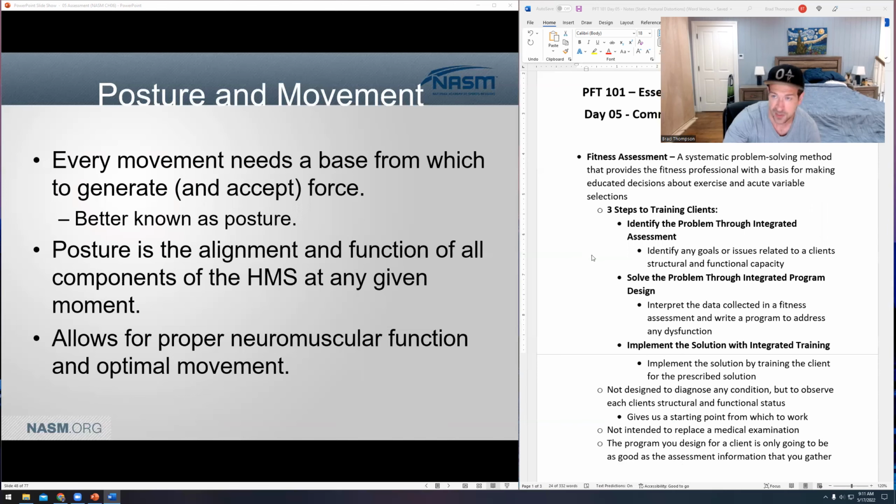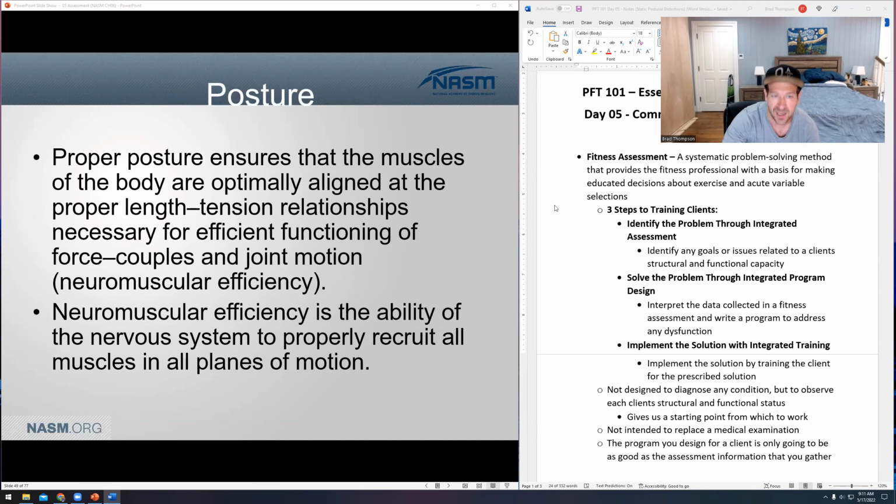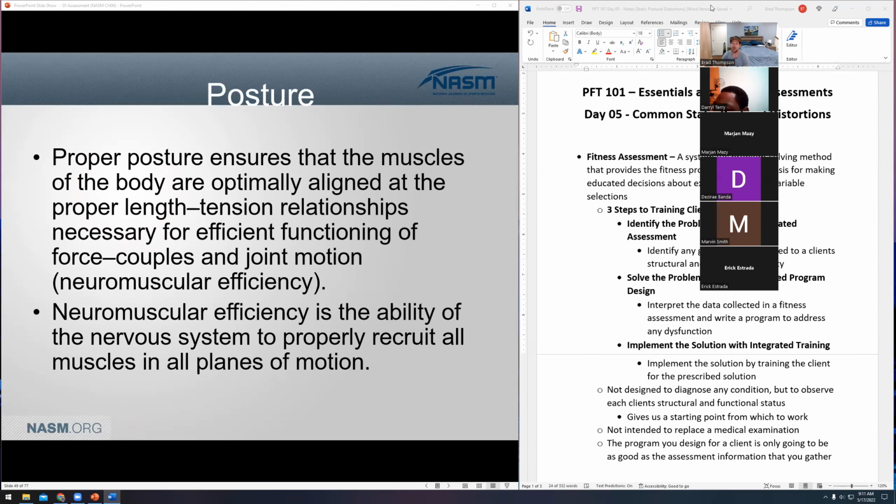If you want to move through the appropriate range of motion, you need the alignment of your human movement system. You need the alignment of your kinetic chain to be in proper alignment. So posture is going to ensure that we're able to do this. It also gives us neuromuscular efficiency, which is a term that we talk about a lot. Neuromuscular efficiency is the ability to recruit the right muscle at the right time for the right amount of force in the right plane of motion. So it's a lot of things going right. But basically, you can think of it as using the correct muscles to do the right job.